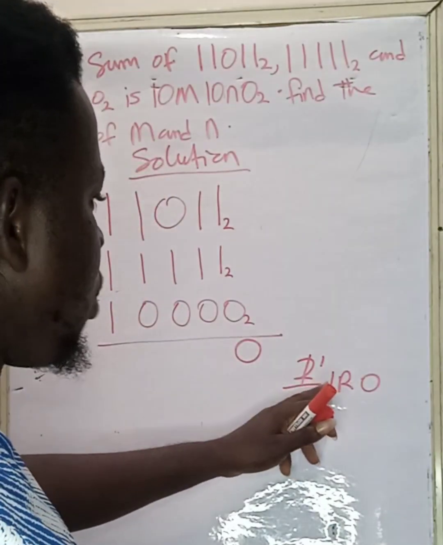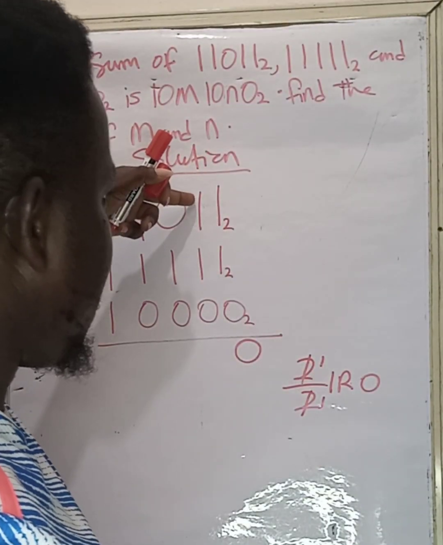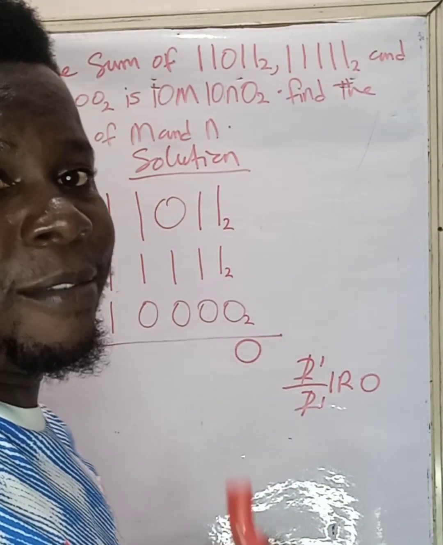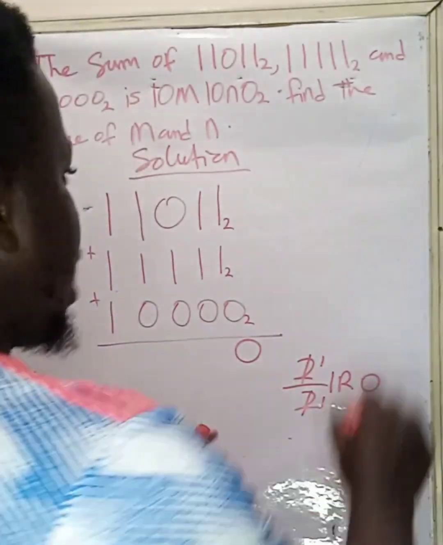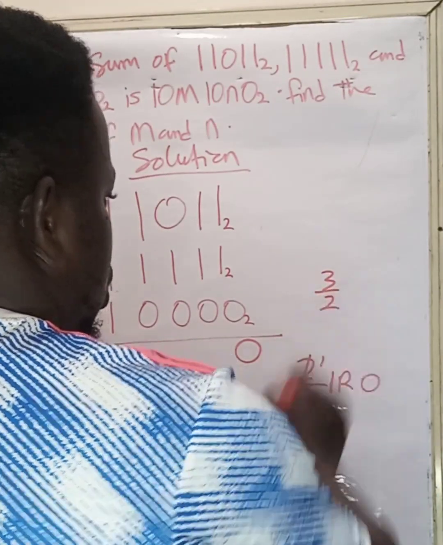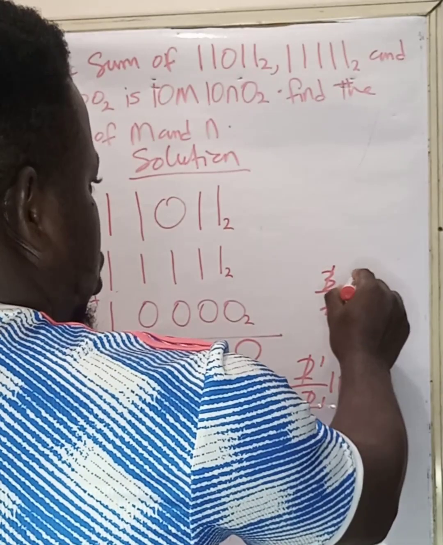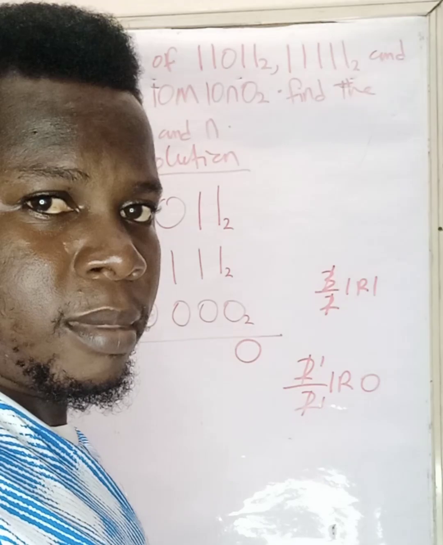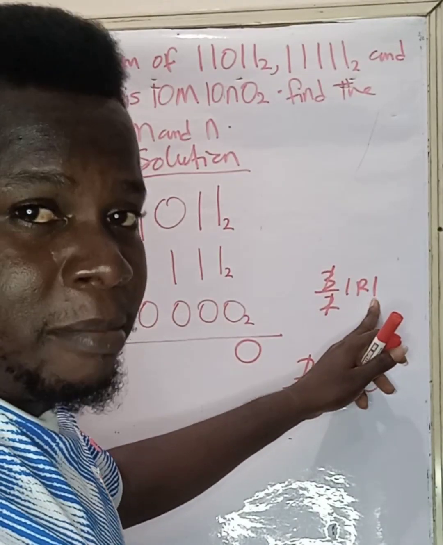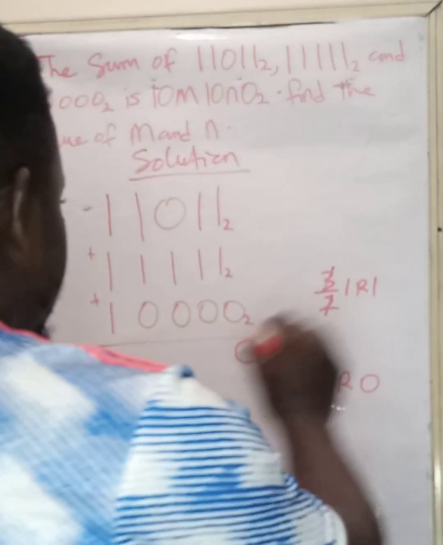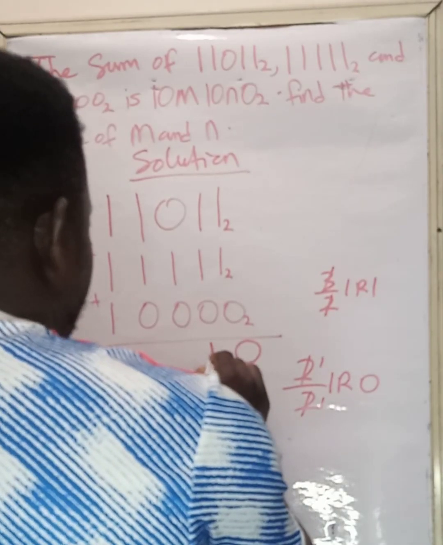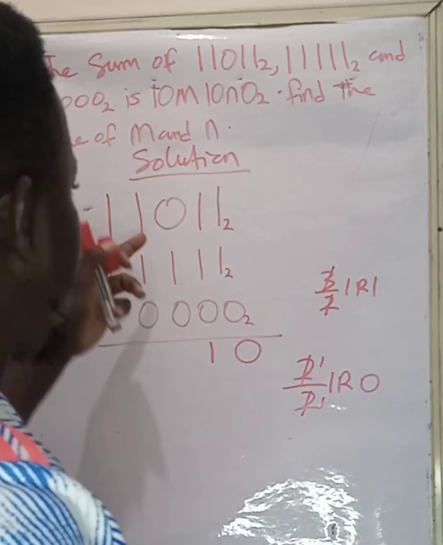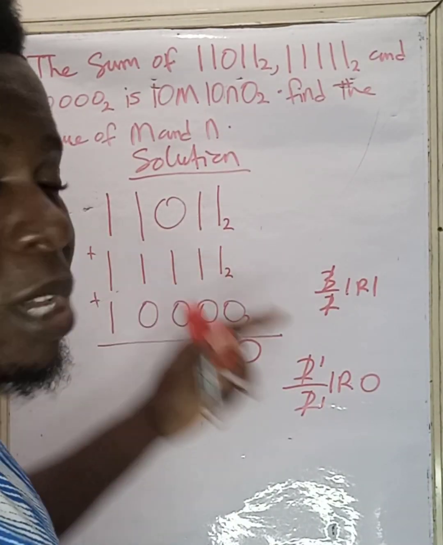Then you carry this 1 and add it here. It will give you 2. Then 2 plus 1 will give you 3. Then you divide 3 by 2. It will give you 1, remainder 1. Then you write out the remainder and carry the whole number. You put down the remainder 1 there and carry the whole number. If you carry the whole number and add it here, it will give you 2.